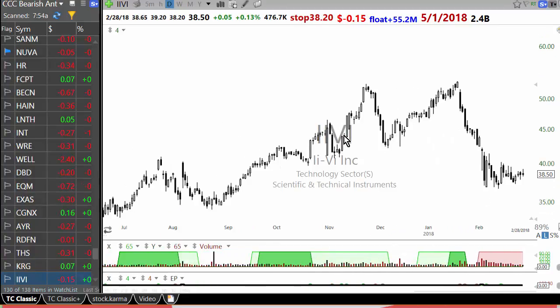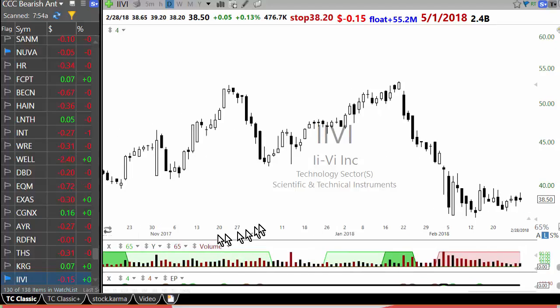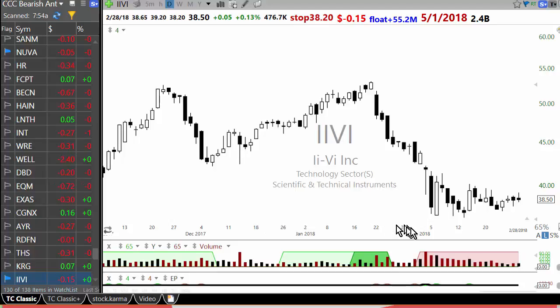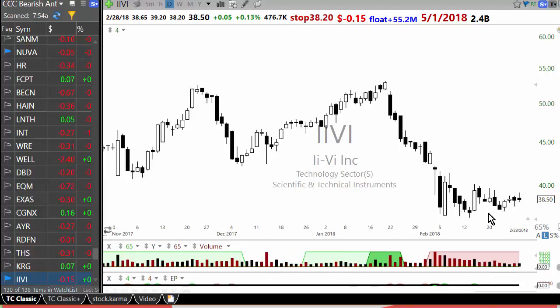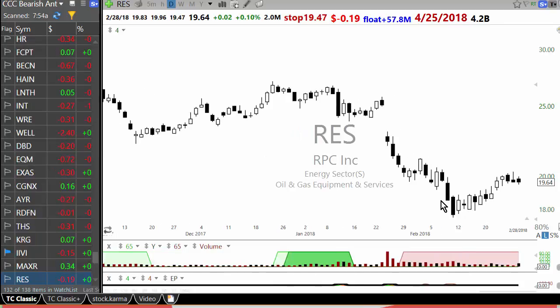So this IIVI again, like NSE, it's gone sideways here. You actually want something which is sloping up a little bit, but this might work, so I'll put it there. RPC oil and gas again, this is down. See, hardly any positive moves during that. Weak stock.